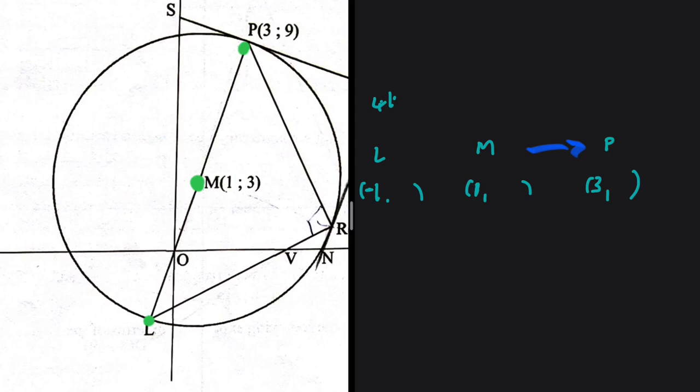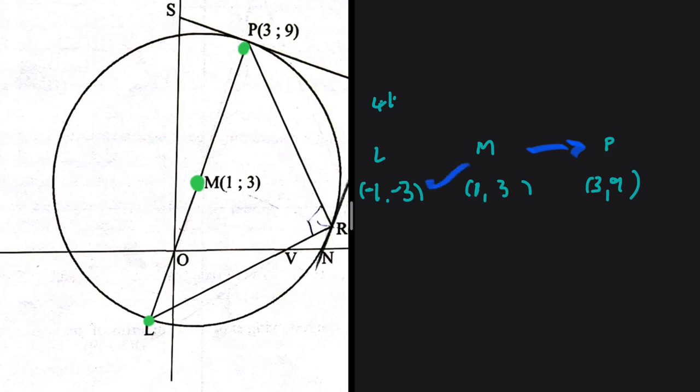We can do the same with the y values. So the y value of P is 9. That of M is 3. We can see that the difference is 6. So what must be the y value of L? It must be minus 3. So this is L: minus 1 and minus 3.